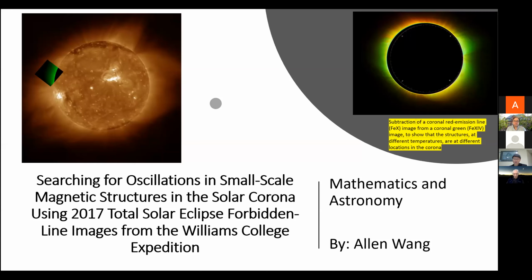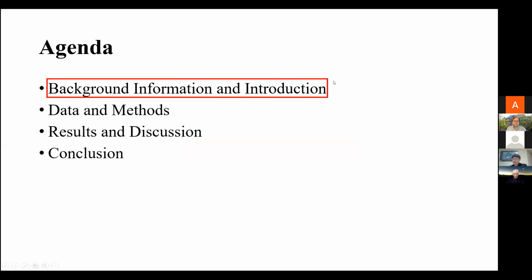So let's go to the next slide. All right. There's a lot of ground to cover, so I'll go through the highlights of each part. First we'll start with the background information and the introduction.